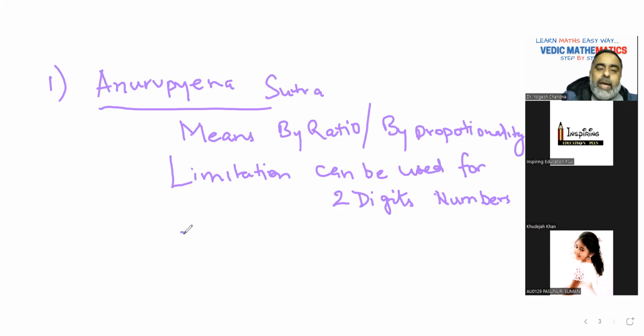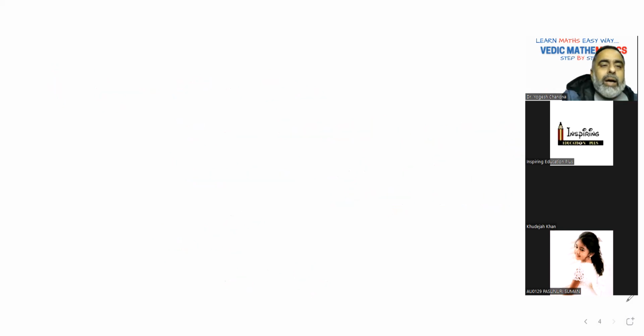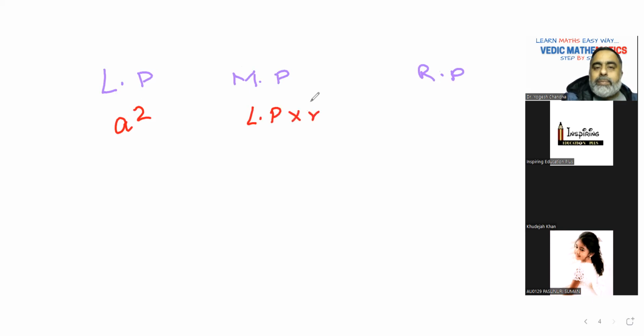Now, if a number is given to you, AB, and you have to find the square of this, first thing is you have to find the ratio, and R is equal to B by A. Any doubt up till here? Any question you have? No, sir. Okay. Now, how do we find it? The format of this sutra is left part, middle part, and right part. Left part is A square. Middle part is left part into R. And right part is middle part into R.